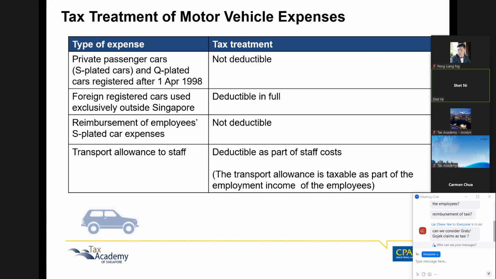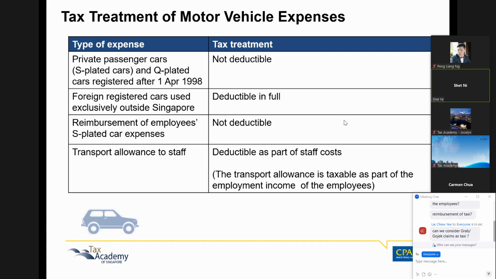Whether Grab or Gojek can be claimed as taxi? Yes. All my answers here will be more on whether the company can claim a deduction. I'm not here to answer your personal tax question. So for Grab, we view it as a form of public transport, so the company can claim a deduction. We view it as public transport, even though the driver is driving a private estate car.